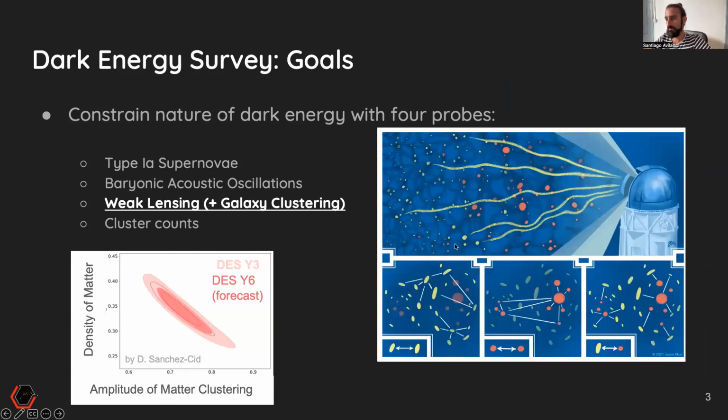In the near future, we expect to release the final analysis of the weak lensing combination with clustering, so the correlation of positions of galaxies in combination with shapes of galaxies and the cross correlation. And we expect to improve over the year 3 analysis. This is a forecast by David Sanchez, so stay tuned. And the galaxy cluster counts should come out on a similar timescale.